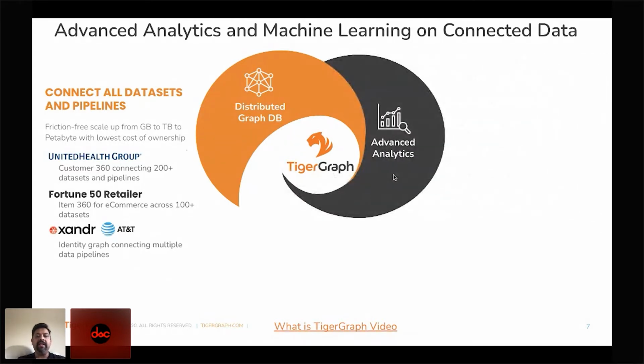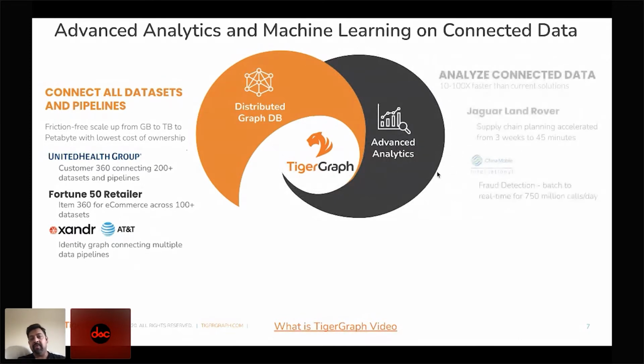Next, after you connect the data, what do you do with the data? You analyze that data. So this is where we are 10 to 100 times faster than any of your current solutions. And I would ask you to take that challenge to look at your slowest workload, the workload that's giving you the most trouble, and help bring that, accelerate that 10 to 100 times with TigerGraph immediately.